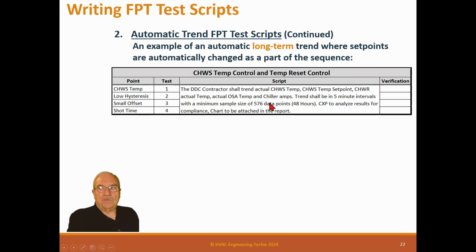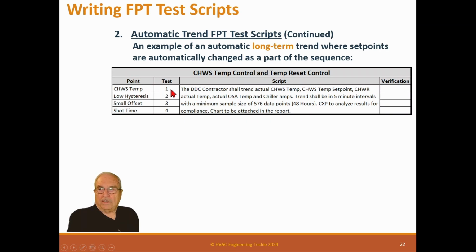So what we do is we set up a trend. This particular one is a chilled water temperature supply. The DDC contractor shall trend the actual chilled water temperature set point, the chilled water actual temp, actual outside air temp, and chiller amps. Trend shall be at 5-minute intervals with a minimum sample time of 576 data points, 48 hours. The CxP is to analyze results, with the components compliance chart to be attached to the report.